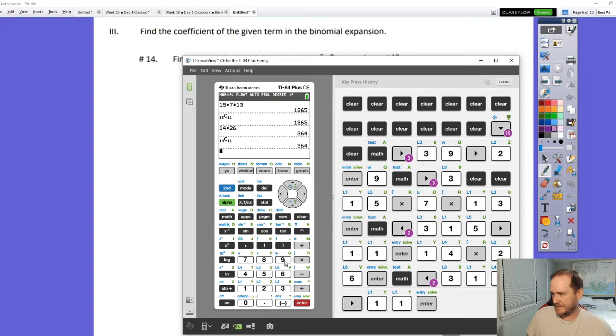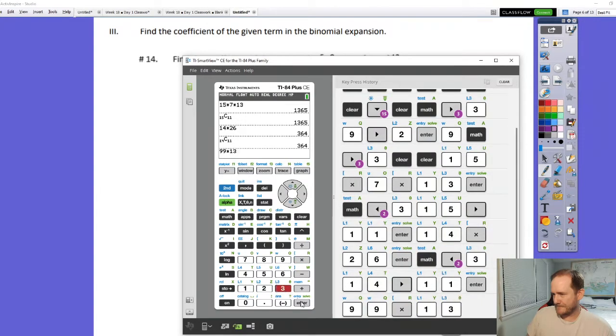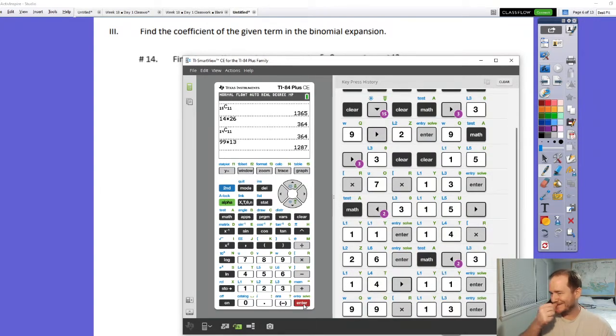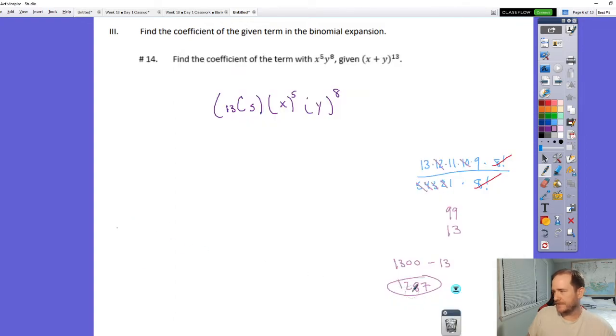99 13s. 1287. Is that what I said? That's what I said. All right, so it's 1287. x to the 5th, y to the 8th. There's your, oh, super psych. It says only find the coefficient. So don't give me the x to the 5th, y to the 8th part. The actual answer is only the 1287.